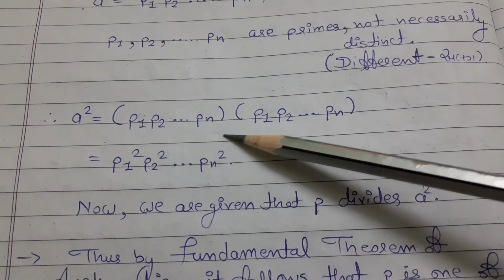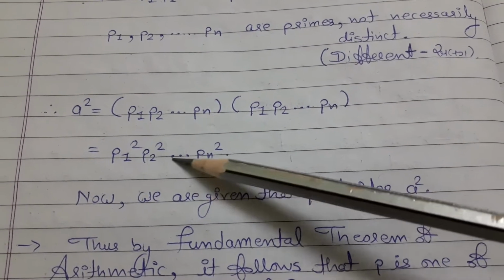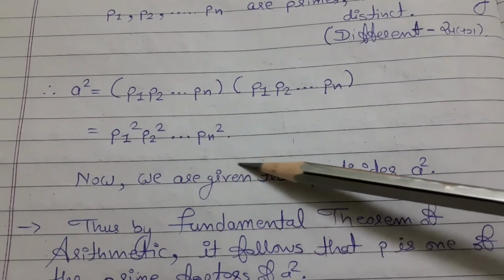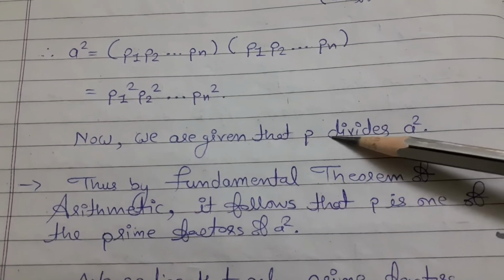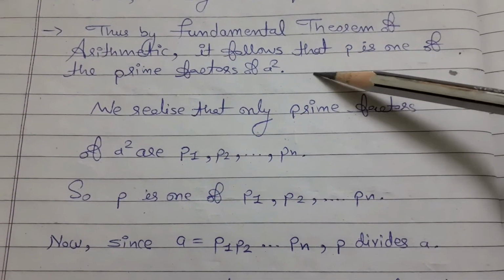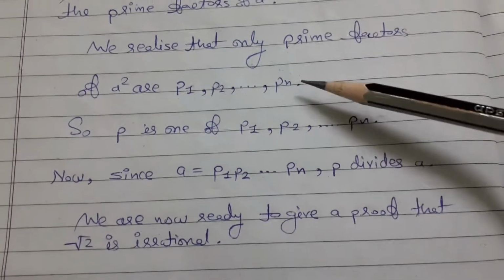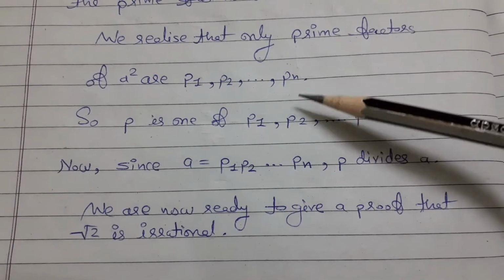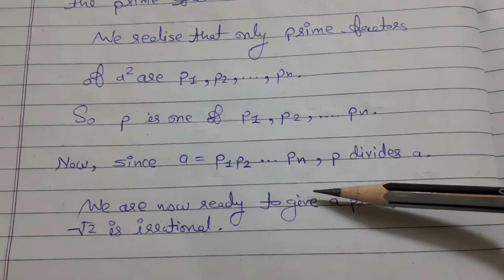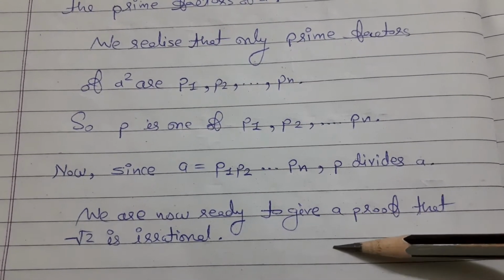a square is equal to p1, p2, ..., pn into p1, p2, ..., pn. Then both the brackets get multiplied, giving p1 square, p2 square, ..., pn square. Now we are given that p divides a square. Thus, by the fundamental theorem of arithmetic, it follows that p is one of the prime factors of a square. We realize that the only prime factors of a square are p1, p2, ..., pn. So p is one of p1, p2, ..., pn. Now, since a is equal to p1, p2, ..., pn, p divides a.